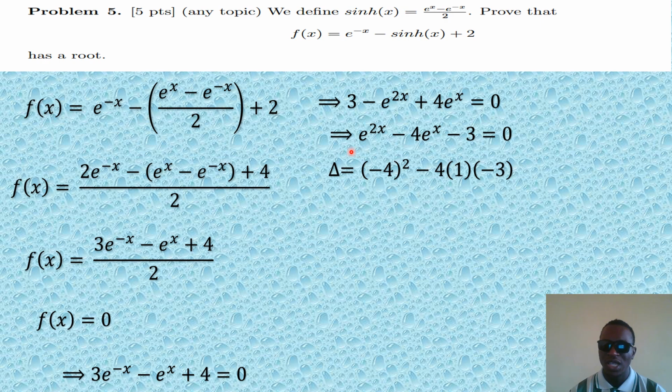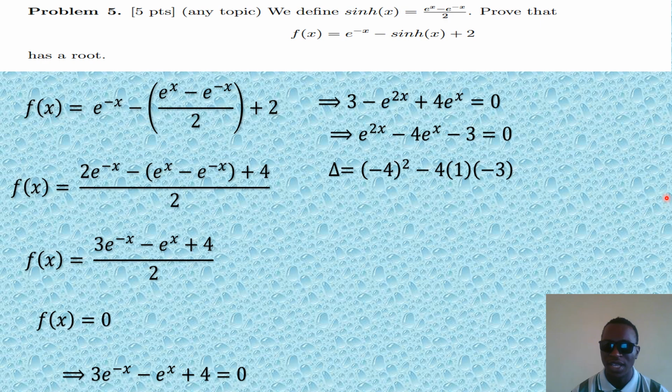From this stage, we now have to calculate the discriminant, because this is a concealed quadratic or a hidden quadratic. This is a quadratic in e raised to the power x. I hope you can see that, because this is the same as e raised to the power x, all that squared, minus 4e to the power x, minus 3. This is a polynomial of degree 2 in e raised to the power x. So it's a quadratic. So to know if it has a solution, we have to calculate the discriminant.